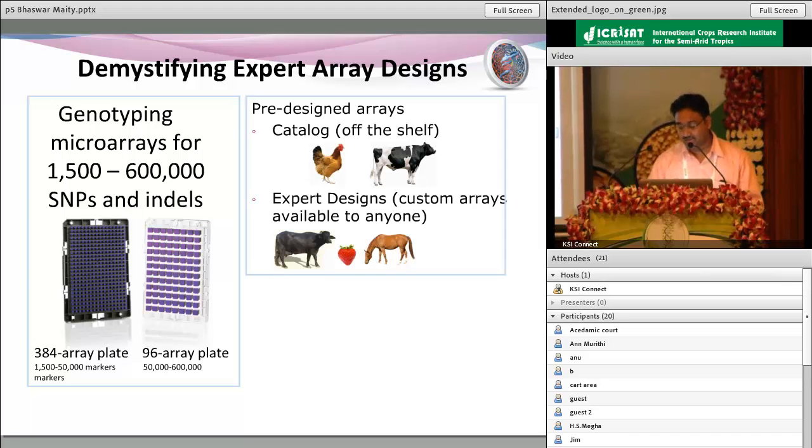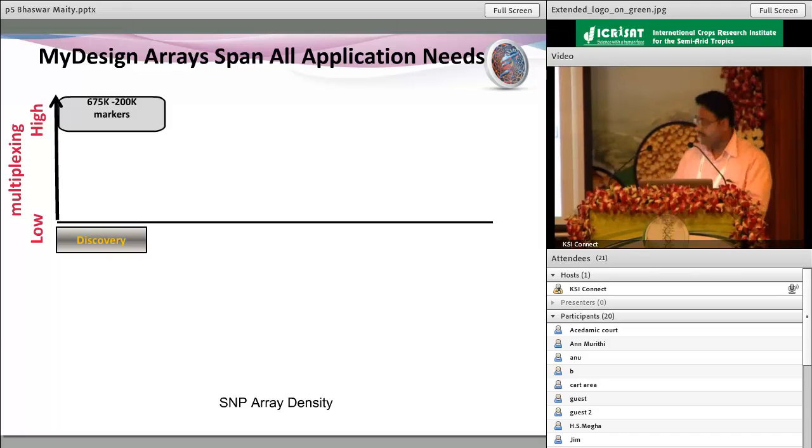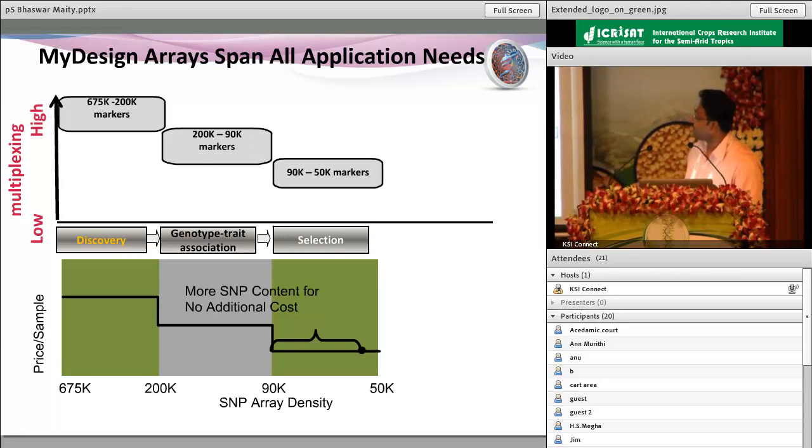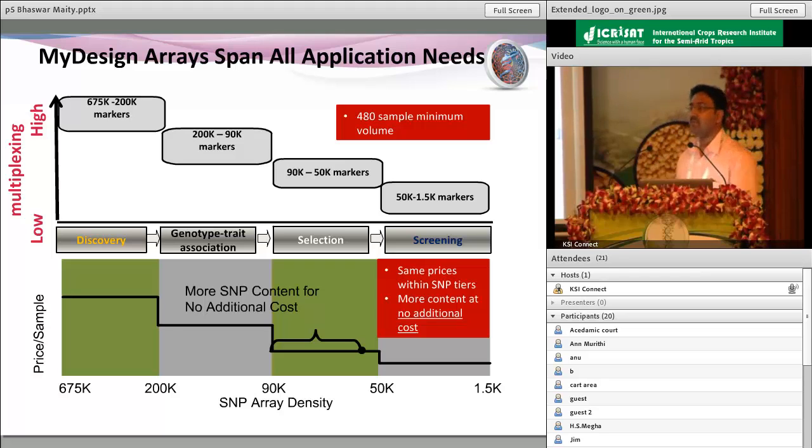Once you are done with this, you can move to the next scale with a defined set of trait-specific markers for routine screening. There are multiple examples where ready-made arrays have been picked up. So Affymetrix covers everything from discovering markers specific to trait association, to selecting those markers, and finally going into the screening phase. A minimum of 480 samples is required to commit, but you can run a lower number of samples and we can talk about how to enable that.